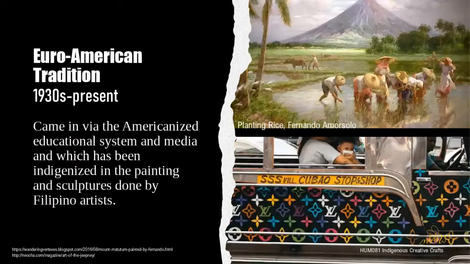And then, going to the Euro-American tradition, 1930s to the present, the present is a combination of a lot of influences, but basically it's still Euro-American tradition. They came in via the Americanized educational system. You know that one of the major things that the Americans introduced to the Philippines was their brand of education. And so that's how they introduced the art forms to us. And then the media, which has been indigenized in the painting.